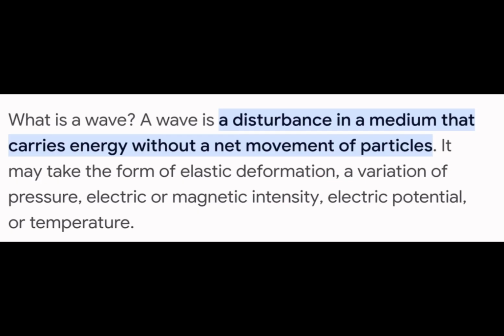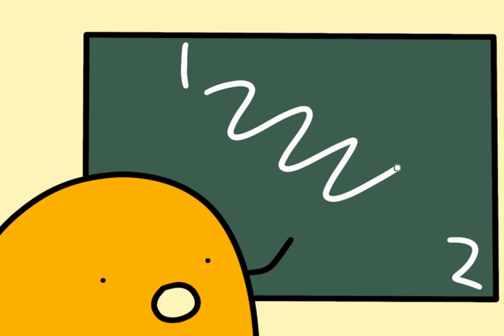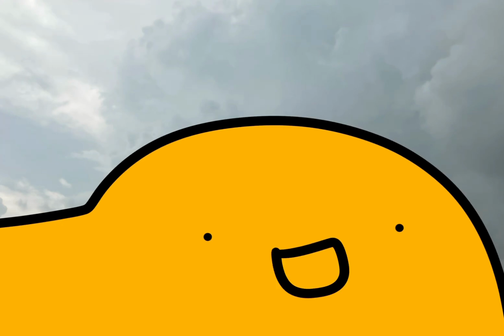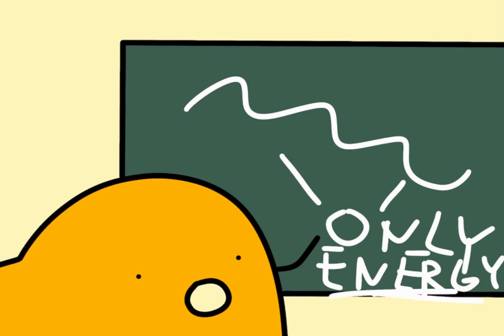A wave, as defined, is a disturbance in a medium that carries energy. These waves transfer energy from one place to another. However, one common mistake that people make is that they think that waves transfer matter, but waves do not transfer matter. When waves transfer from one place to another, the only thing transmitted is energy.